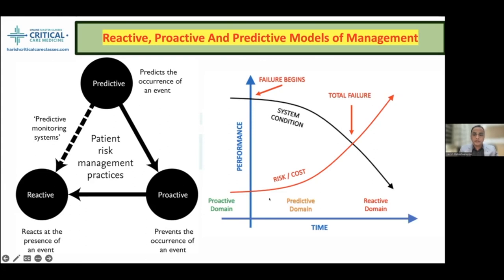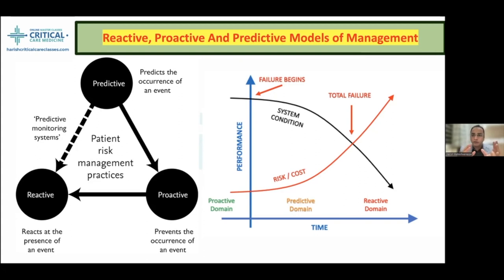If you see the timeline with the corresponding performance, the proactive domain of troubleshooting is very difficult to do always, because we are acting before the onset of the event, before the failure begins. The patient may not be prone to hypotension, yet we started norepinephrine or gave volume loading, which may not always be required in the intraoperative period. But what we really need is a predictive domain of troubleshooting, before the onset, before we have a proper incident of hypotension.